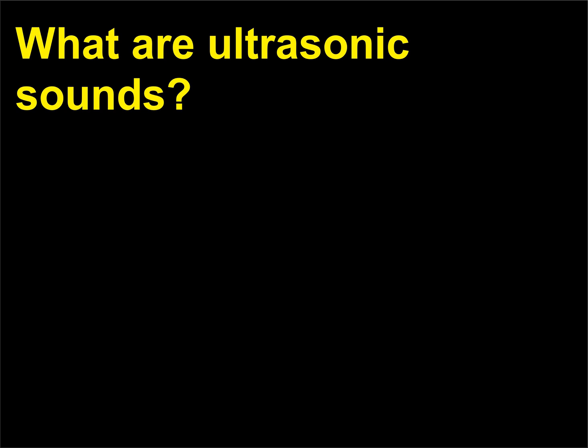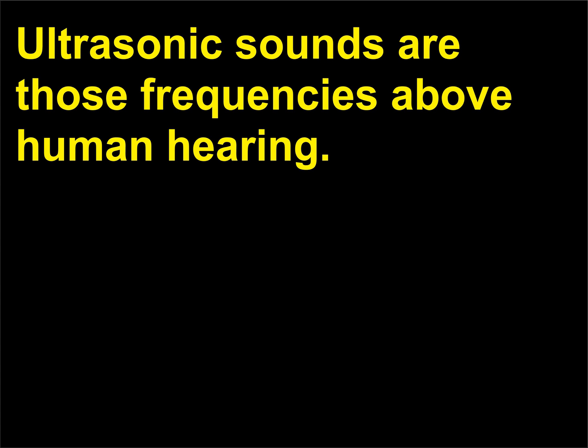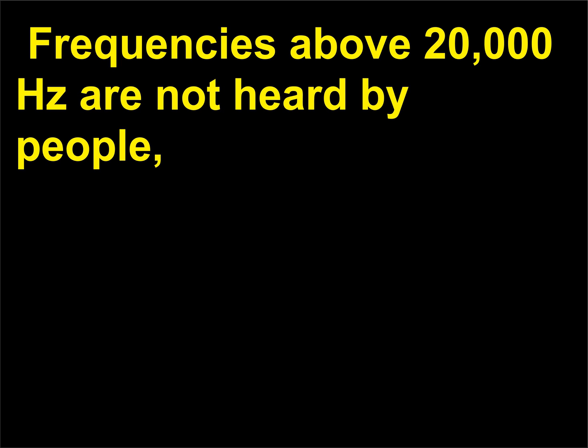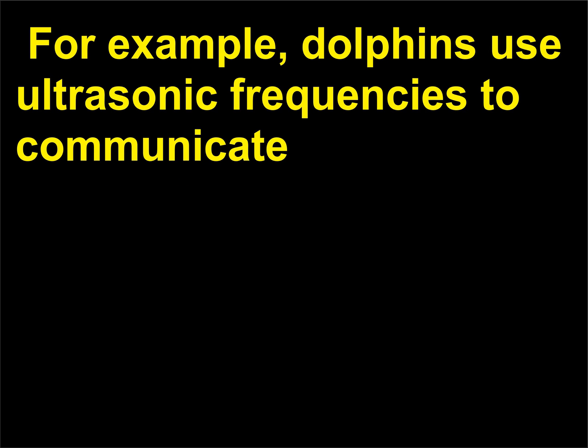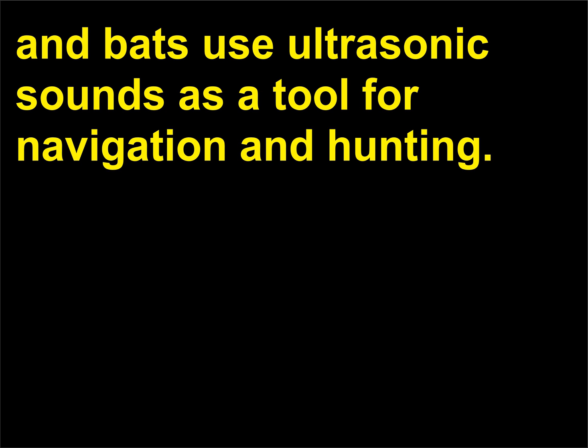What are ultrasonic sounds? Ultrasonic sounds are those frequencies above human hearing. Frequencies above 20,000 Hz are not heard by people, but are heard by those animals whose hearing is sensitive to ultrasonic frequencies. For example, dolphins use ultrasonic frequencies to communicate, and bats use ultrasonic sounds as a tool for navigation and hunting.